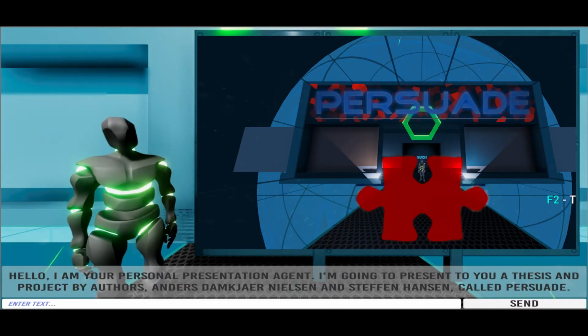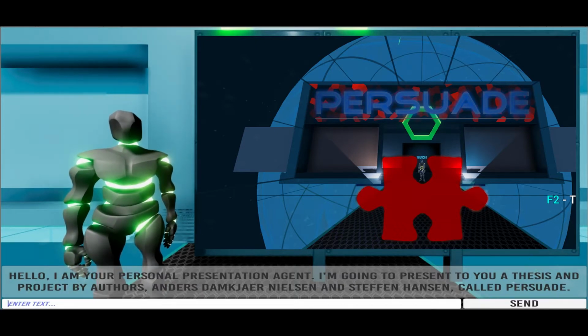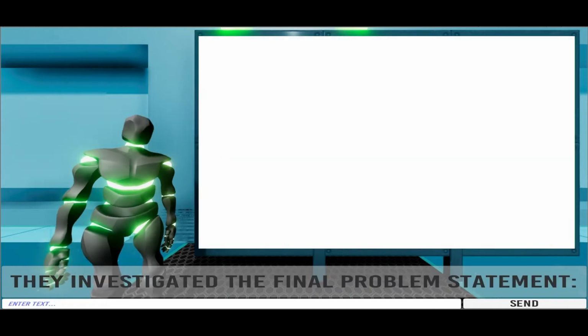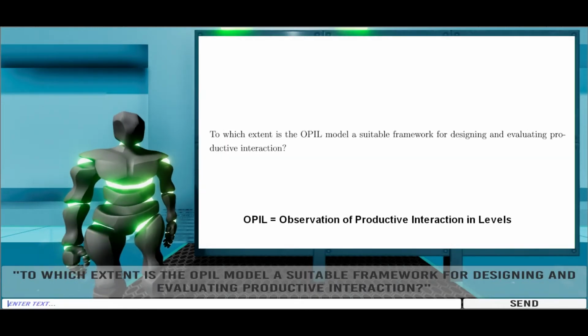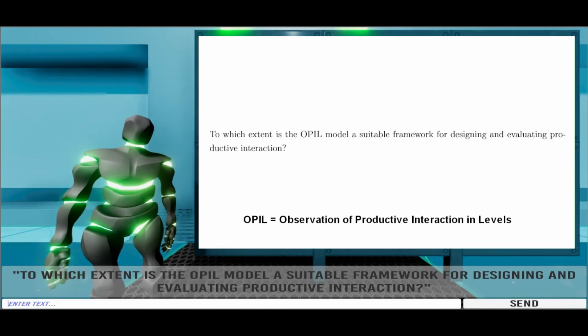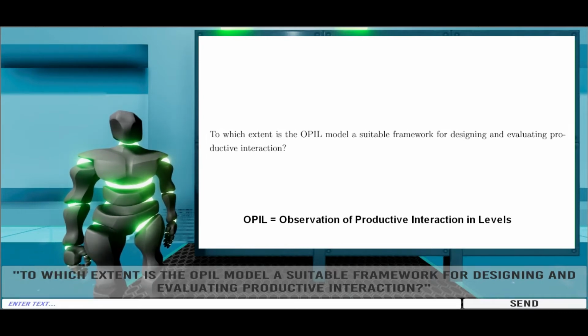I'm going to present to you a thesis and project by authors Anders Damkjær Nielsen and Steffen Hansen, called PERSUADE. They investigated the final problem statement: To which extent is the OPIL model a suitable framework for designing and evaluating productive interaction?